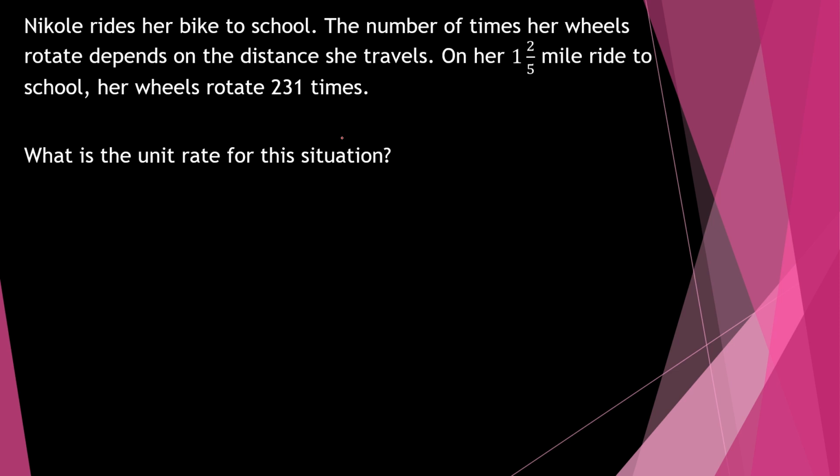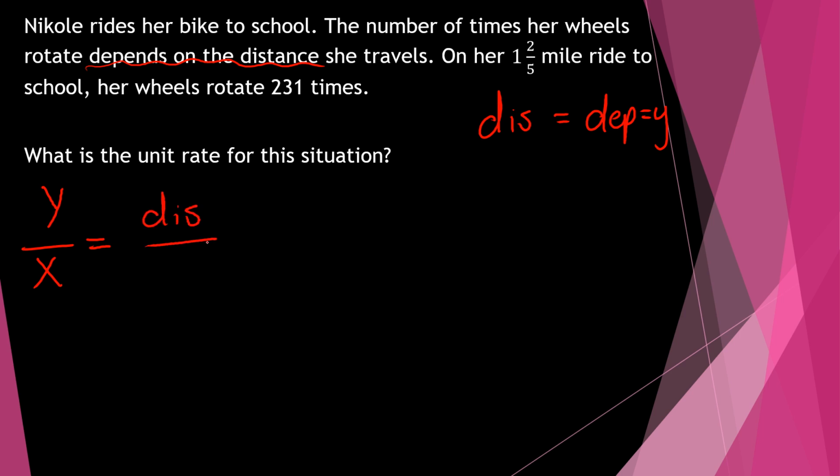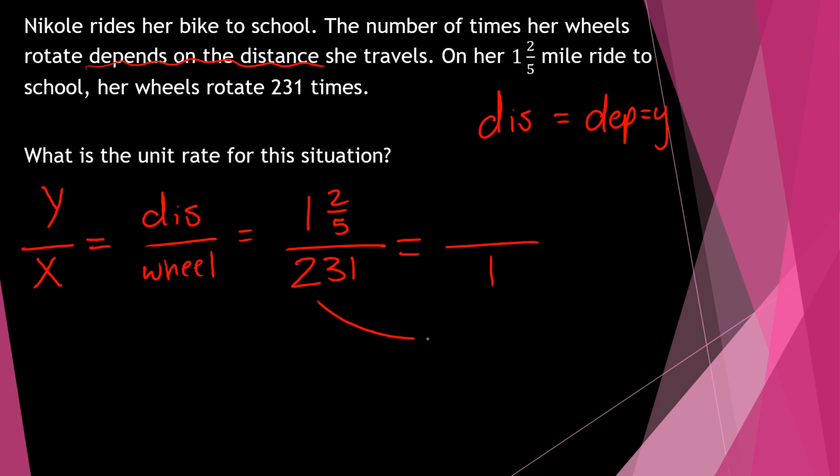So it says here that the number of times her wheels rotate depends on the distance. Okay, so since it's dependent on the distance, that means distance is going to be my dependent variable, which means that is my y. So when I write my y over x, this is going to be distance over her wheels spinning. So she rides 1 2/5 miles over 200, and her wheels rotate 231 times. So to figure out the unit rate, I need to divide this by 231.